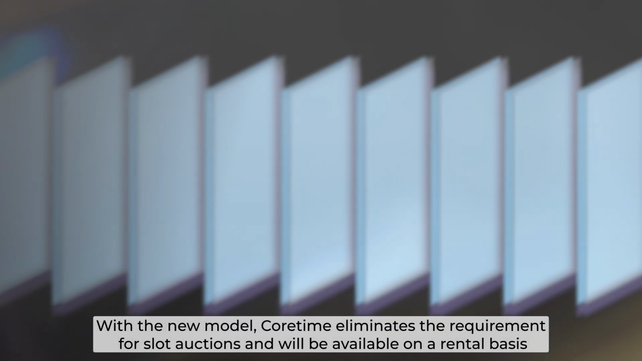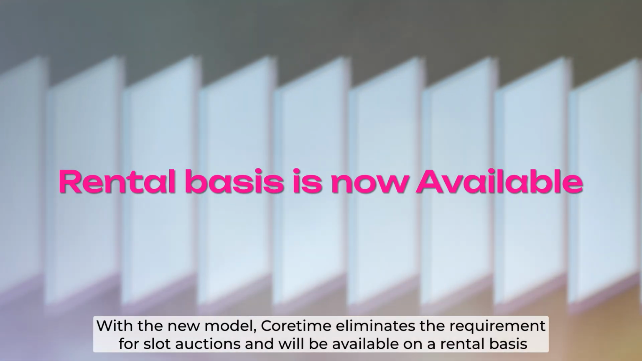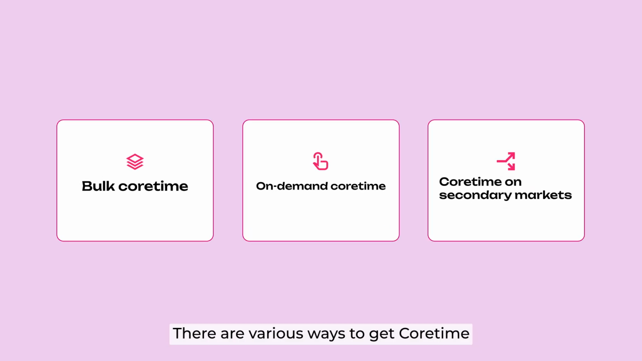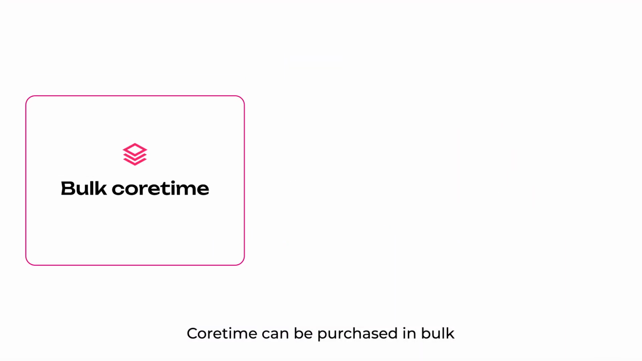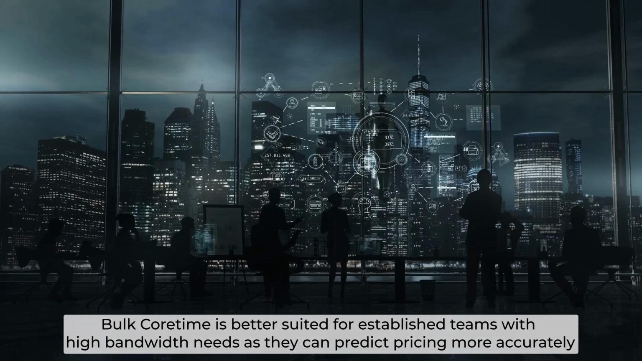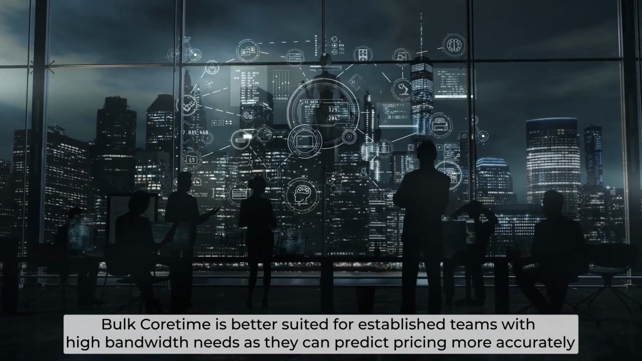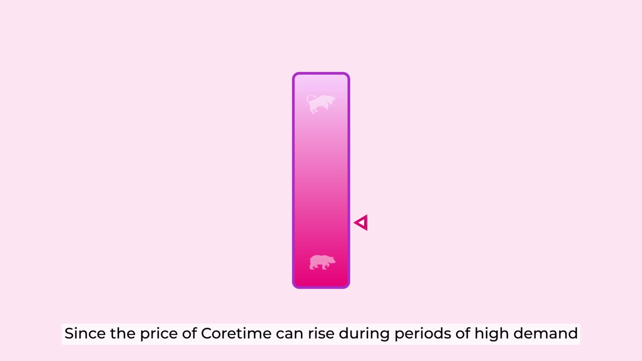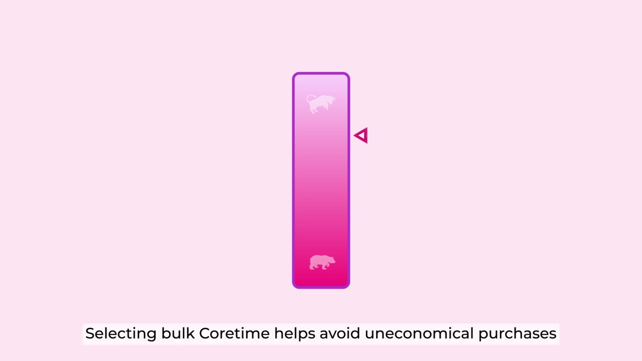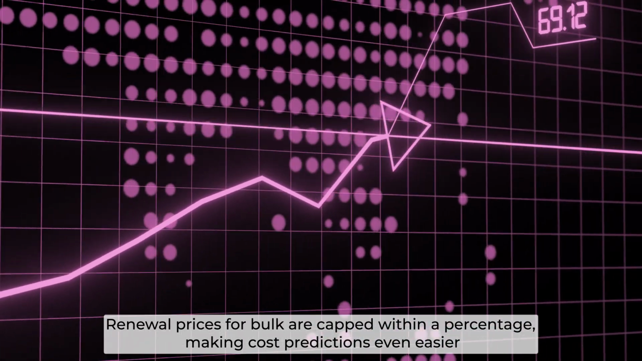With this new model, Coretime eliminates the requirement for slot auctions and will be available on a rental basis. There are various ways to get Coretime. Coretime can be purchased in bulk, with orders placed up to 28 days in advance. Bulk Coretime is better suited for established teams with high bandwidth needs, as they can predict pricing more accurately. Since the price of Coretime can rise during periods of high demand, selecting bulk Coretime helps avoid uneconomical purchases. Renewal prices for bulk are capped within a percentage, making cost predictions even easier.